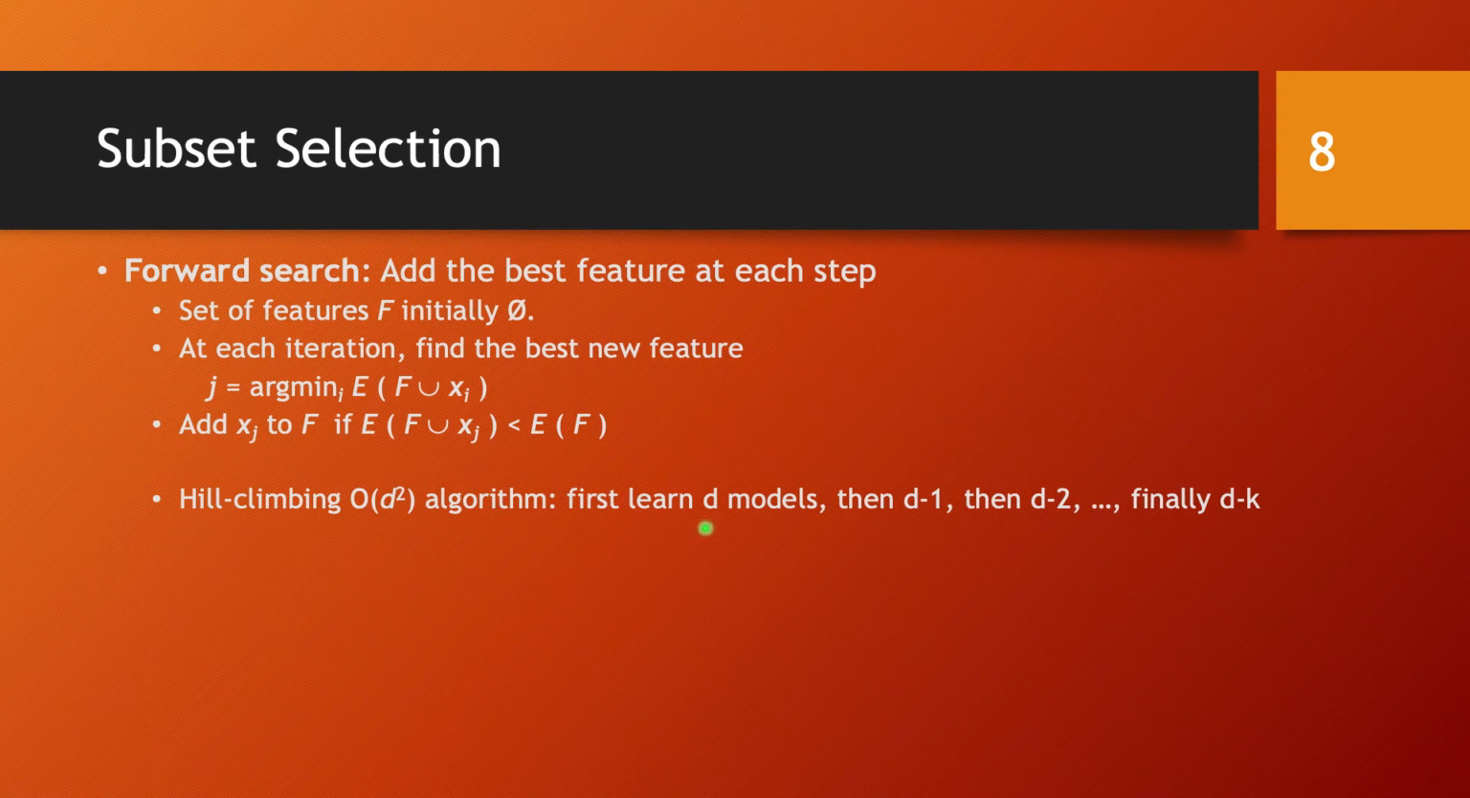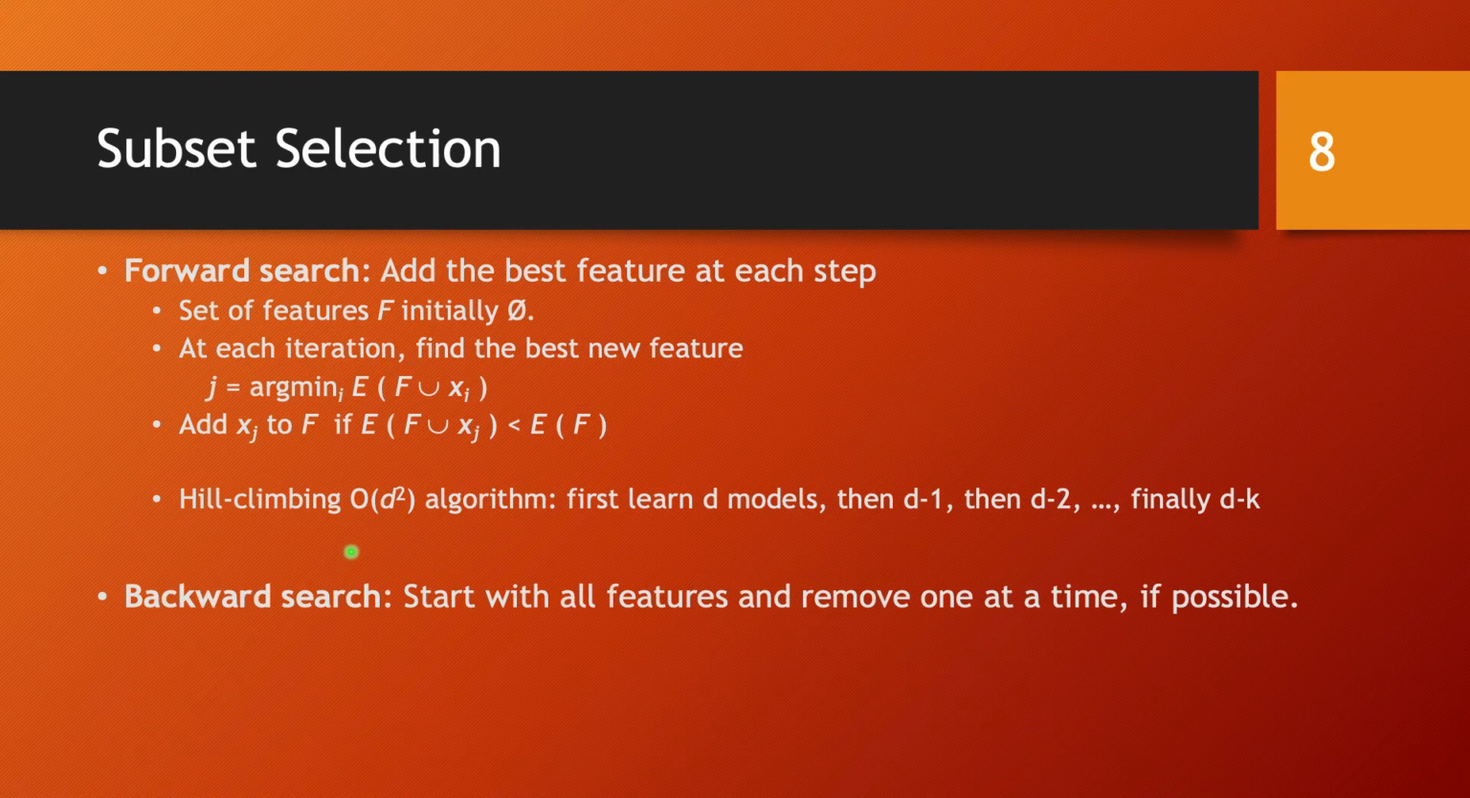And so the computational effort of doing that is something like this. First, you have to learn D models, right? One for each feature, and then you select just one feature. Then you evaluate the next D-1 models, and then D-2 models, and eventually, in the last step, D-K models. By the time you have stopped, you have to evaluate D plus D-1 plus D-2 all the way to D-K, and that gives you big O of D squared number of models to evaluate. So this is the so-called hill climbing strategy, and you have to deal with a big O of D squared models to learn.